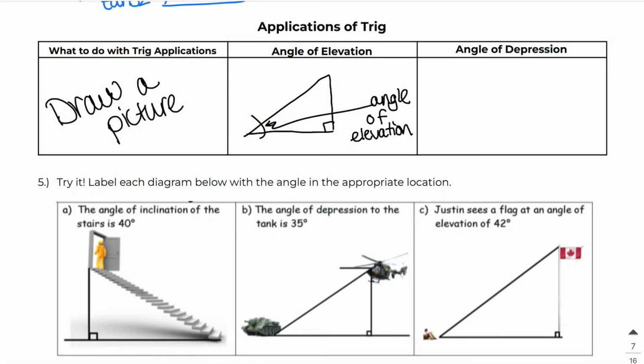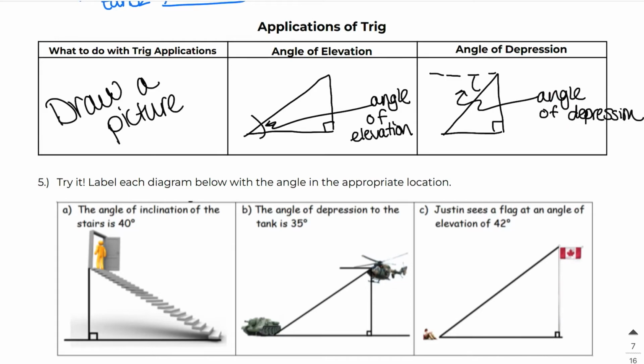Okay? So what is the angle of depression then? Wouldn't this be the angle of depression? If only it were that easy. The angle of depression is actually this angle right here. So this is the angle of depression right here.